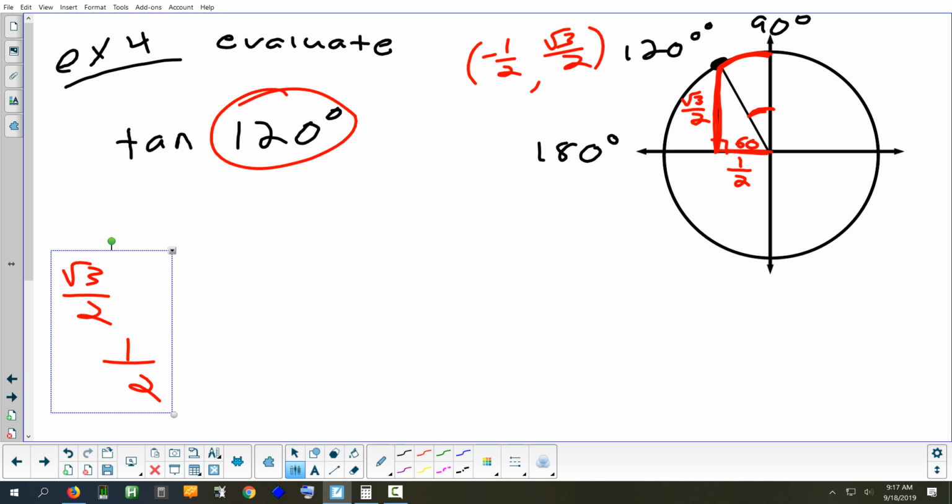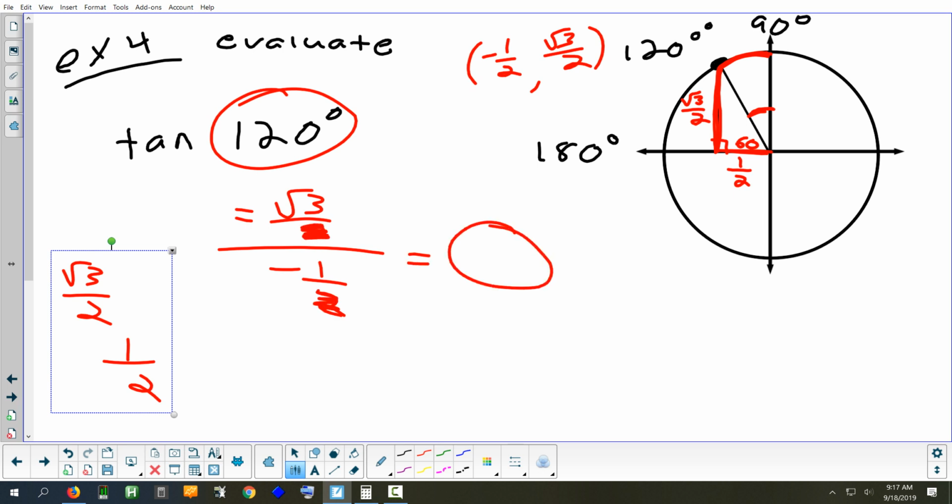Now they want the tangent. What's my formula for tangent? Y over x. So we're going to do root 3 over 2 over negative 1/2. What's going to cancel out there? 2's. So those are gone. And what are you left with when you divide? Yep, exactly. Negative square root of 3.